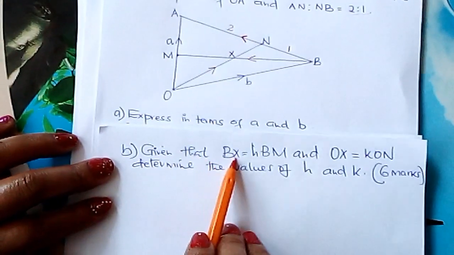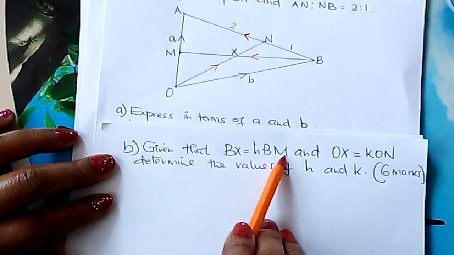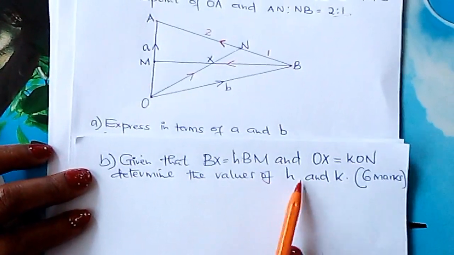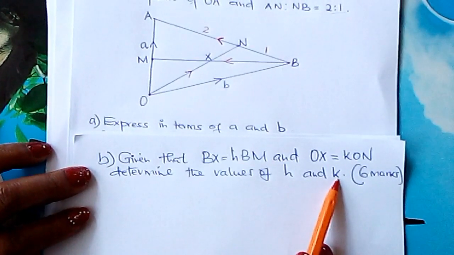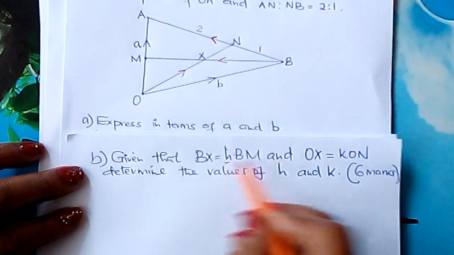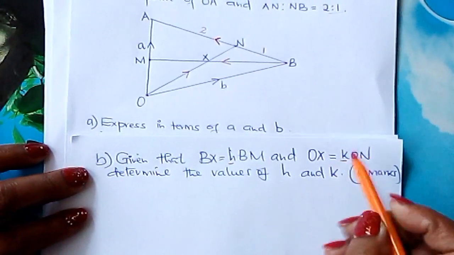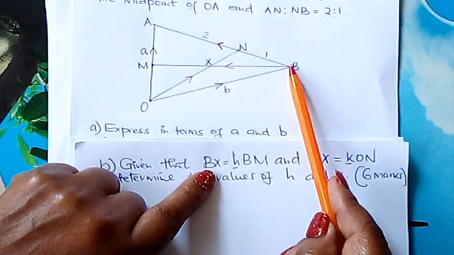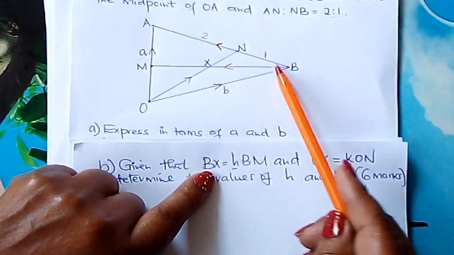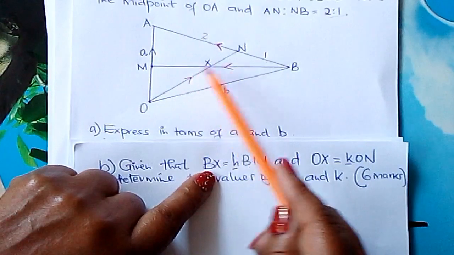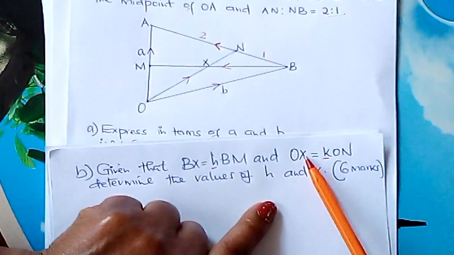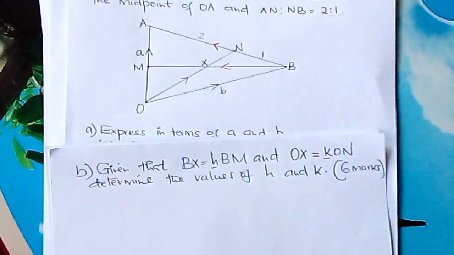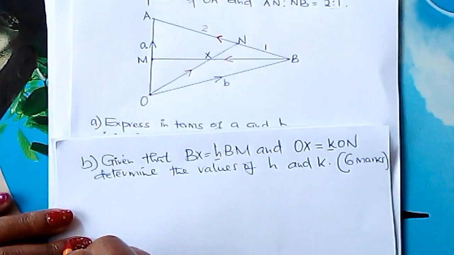You are told that given that BX is equals to H of BM and OX is equals to K of ON, determine the values of H and K. Lana, how do we get the values of this H here and K here? So we come to our diagram. This part here means that BX is a fraction of BM. So H is a fraction. And OX, as we can see here, is a fraction of ON. So how do we get those values of H and K?